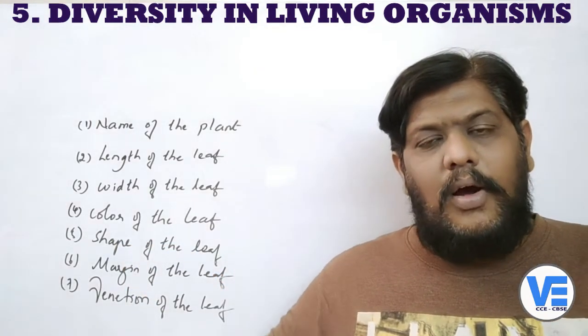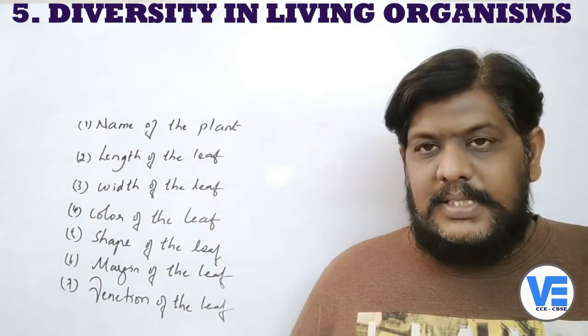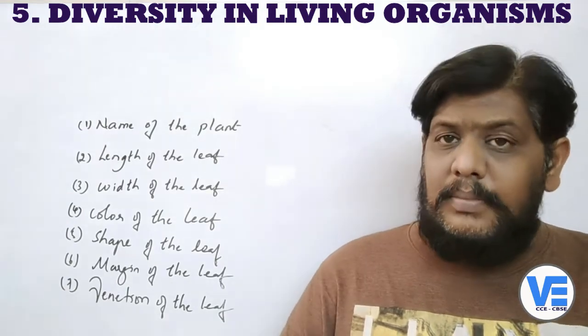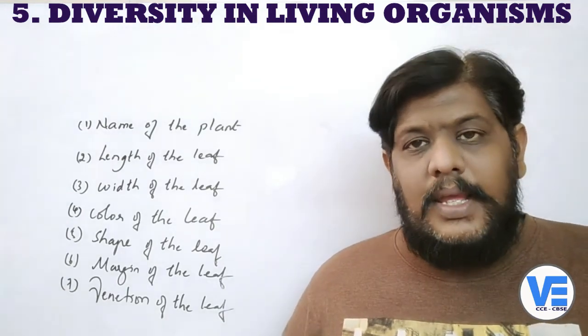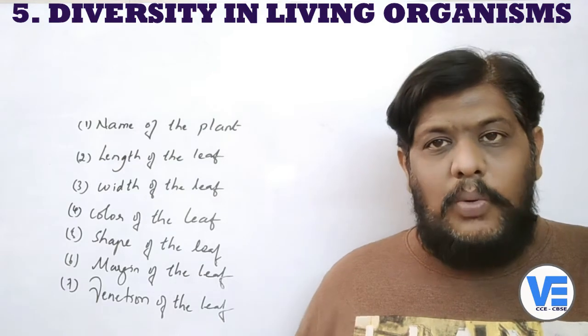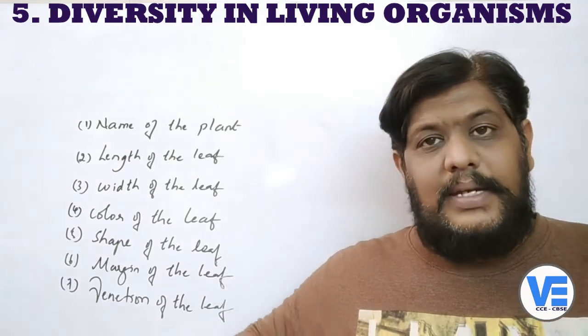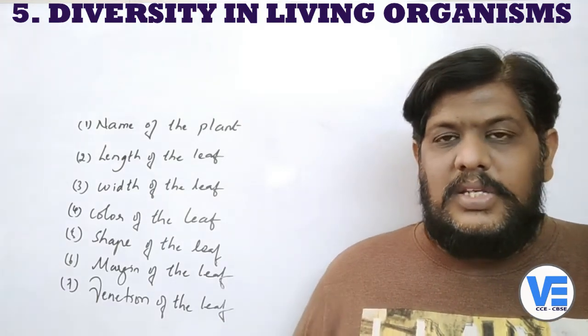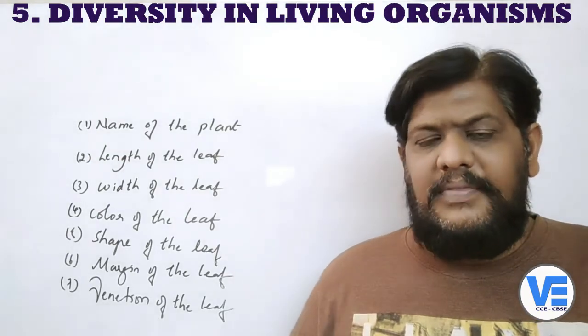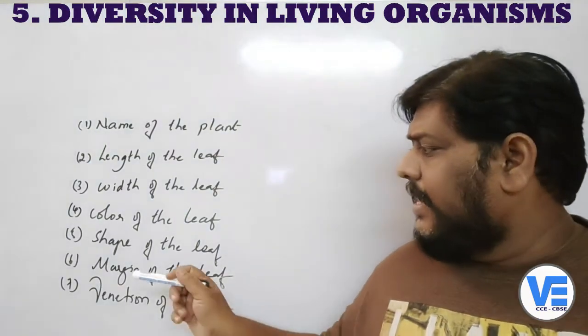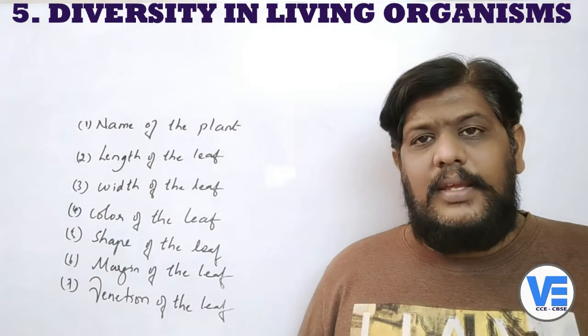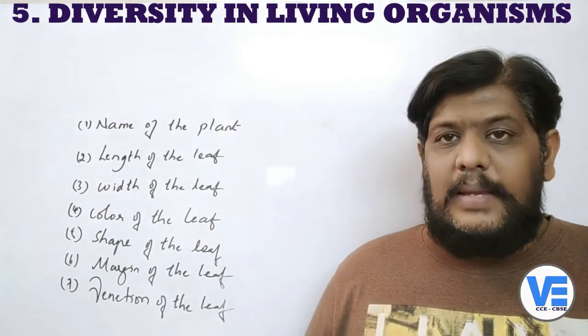All the leaves are not in a similar green color. Some of them will be light green, some yellowish, some brown colored, and some dark and light green. It depends on the leaf which you take. And then coming to the shape of the leaf.